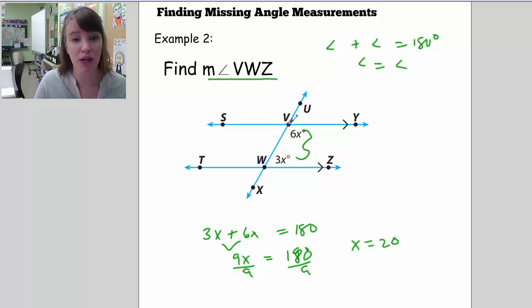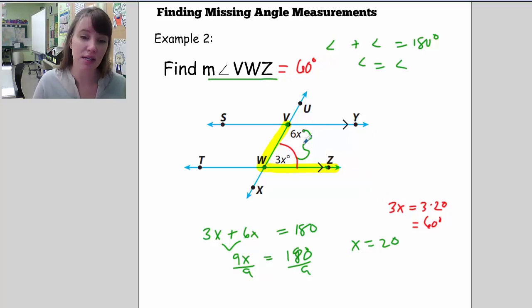So angle VWZ is this angle right here. V, start with the outside. WZ is this angle measurement right here. Okay, and that's angle 3x. So since x is 20, I know that 3x must be 3 times 20 or 60 degrees. So this angle measurement is 60 degrees.